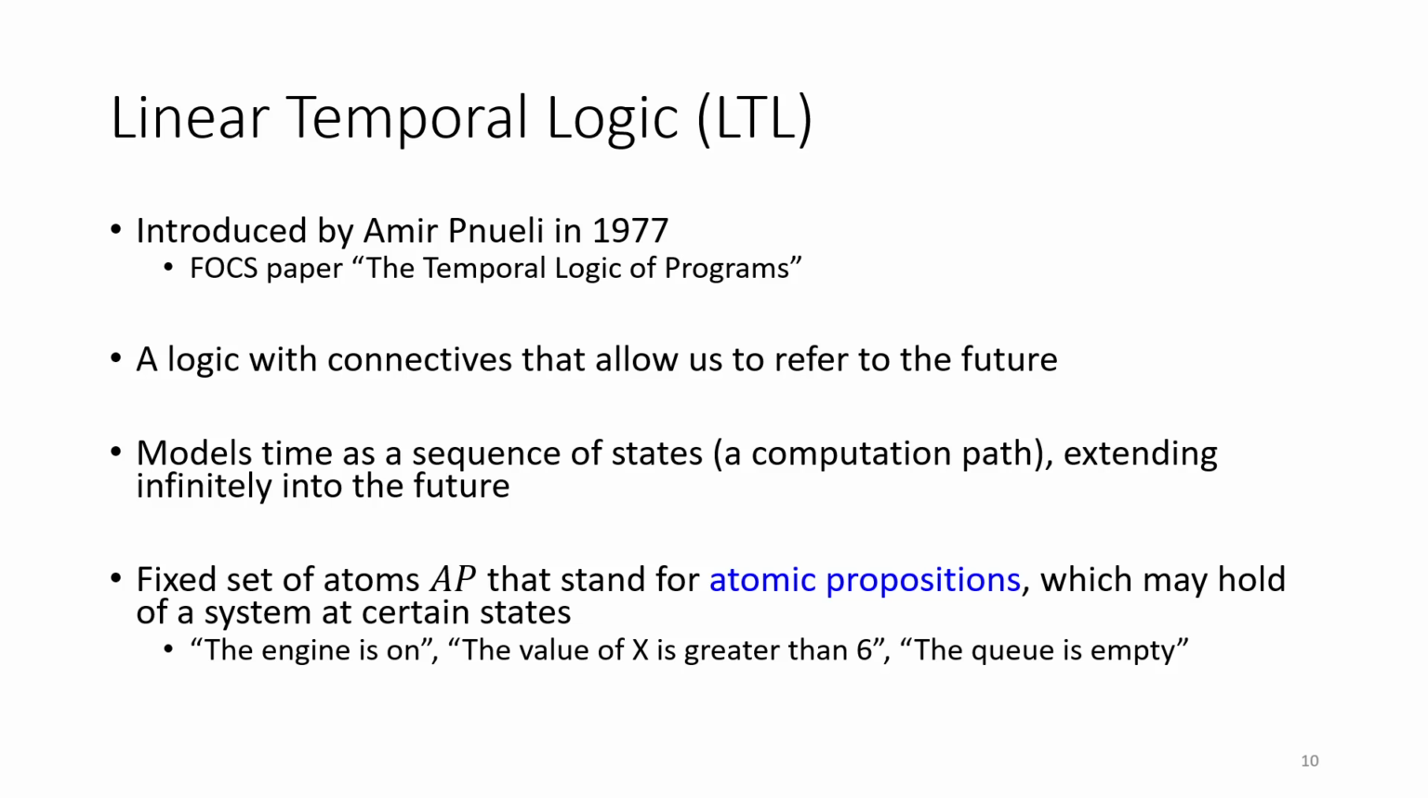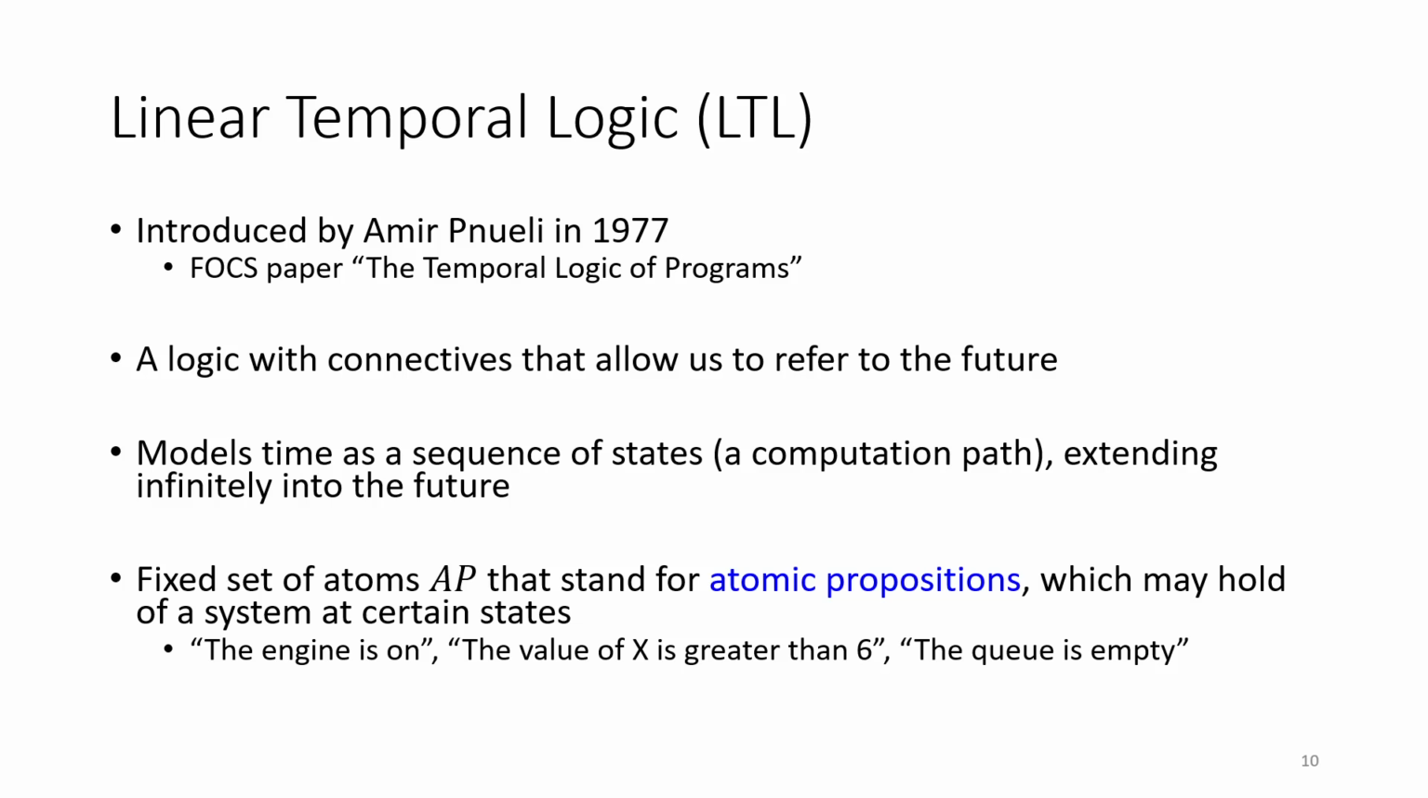And the main ingredients of this logic are, again, a set of atoms. They are often called atomic propositions. So they're like our Boolean variables, like the atoms that we had in propositional logic. They can be either true or false. And here, now that we have a sequence of states, we simply say that these atomic propositions are either true or false in states. So for each state, we decide whether they are true or false. And this is the way that we model time.